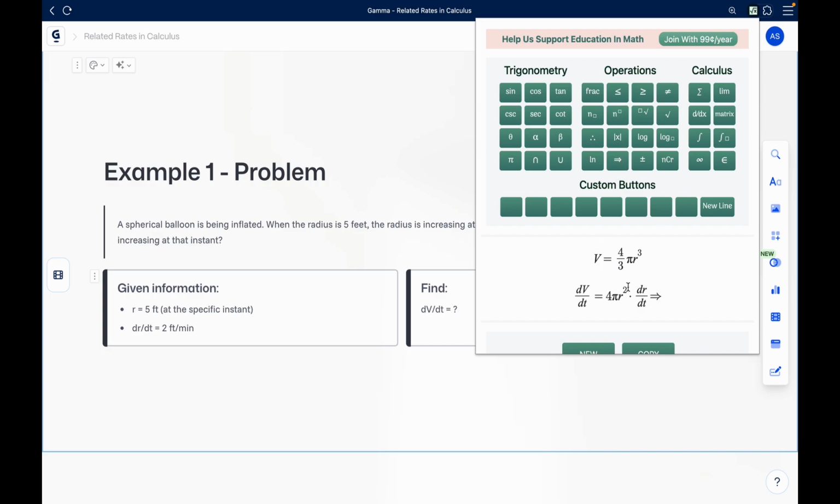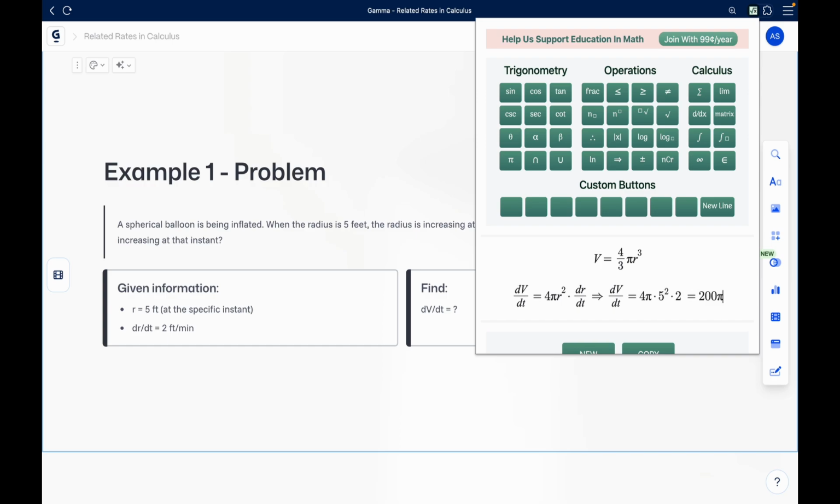Next, we need to substitute our values. So dV/dt is equal to 4 pi multiplied by r squared, so that'll be multiplied by 5 squared. Then, after we multiply that by 5 squared, we have to multiply that by dr/dt, which is 2. So, what happens is we have 4 times 25 times 2, which is going to be equal to 200. And then, since we have pi, that's going to be equal to 200 pi feet per minute.